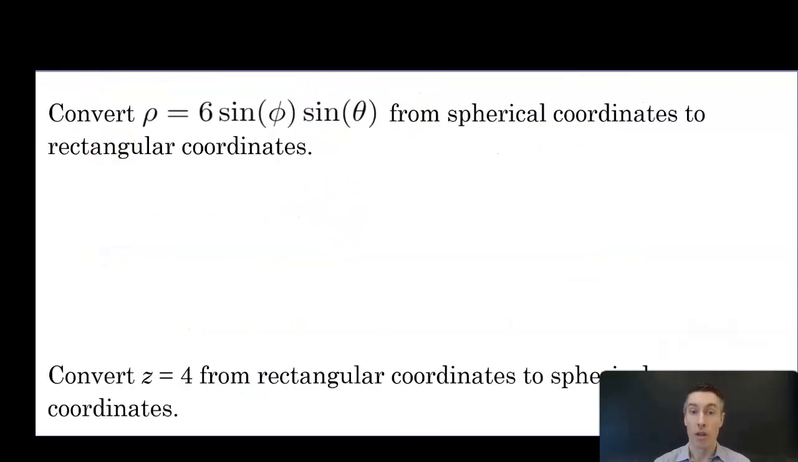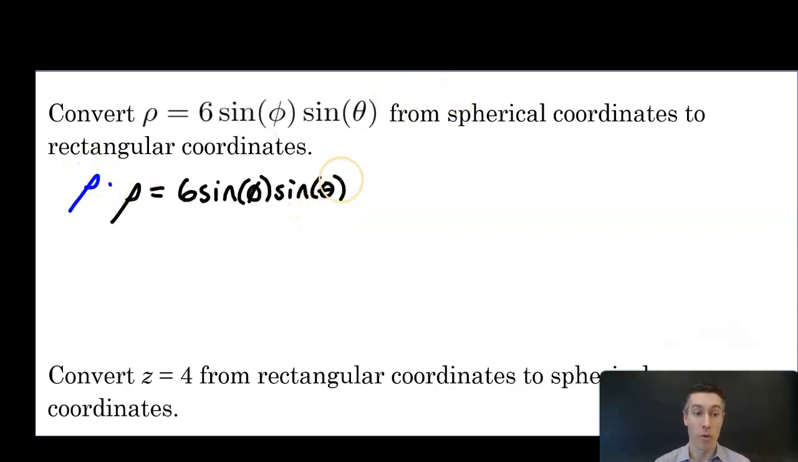Let's look at a few other surfaces. So we'll start with rho equals 6 times sine phi sine theta. We're going to go from spherical to rectangular. So rho equals 6 sine phi sine theta. Same thing, we want to look for our conversion equations, which right now there aren't any. But if we can create a rho squared and a rho sine phi sine theta, we'd be in good shape.